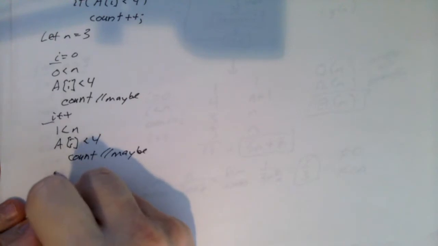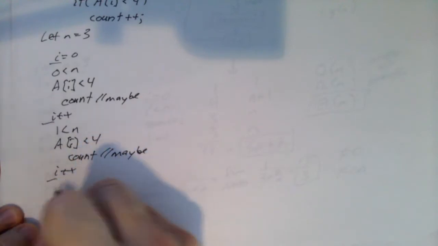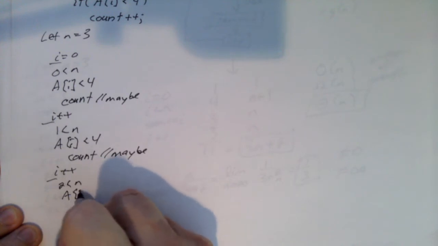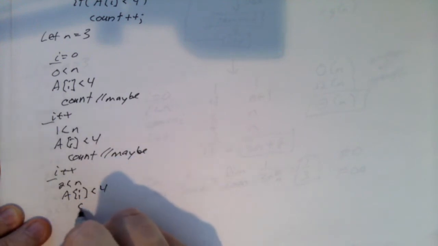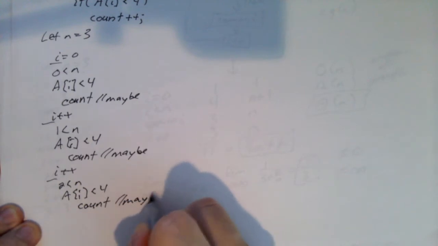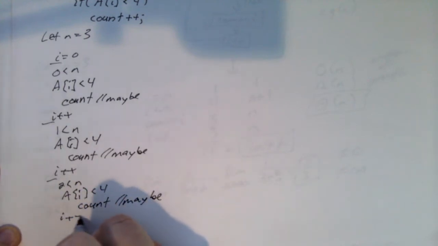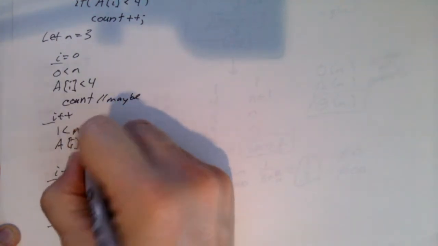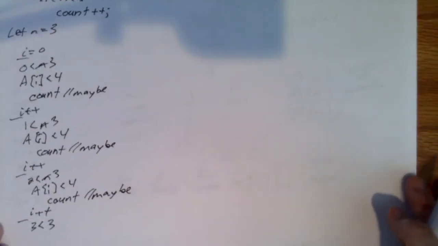Do i plus plus. Now it's 2 less than n. A sub i less than 4. Update the count if so. So that's a maybe. i plus plus. Is 3 less than n, or 3 in this case. And finally, it's a false statement, so the loop ends. All right? So there's the values we have to work with.